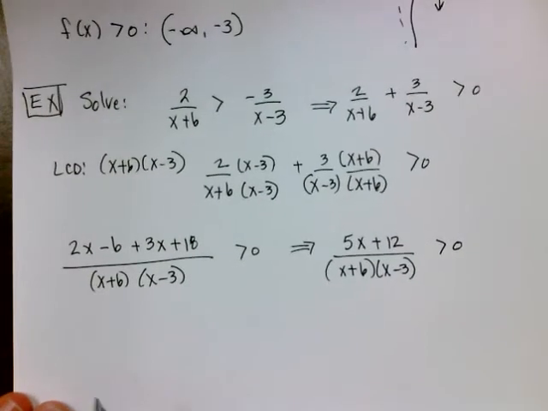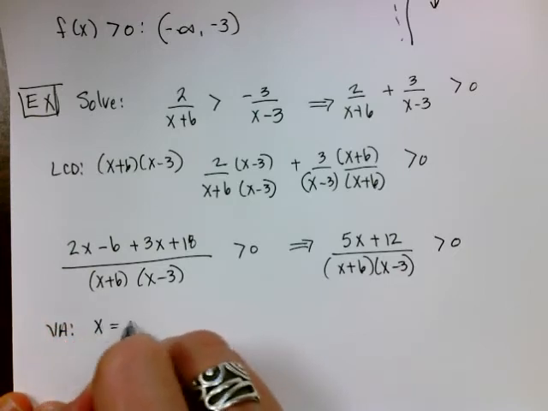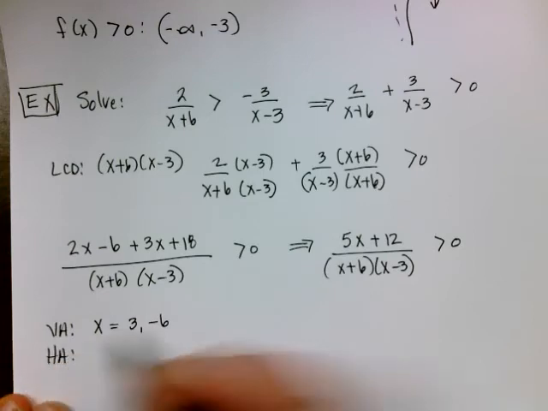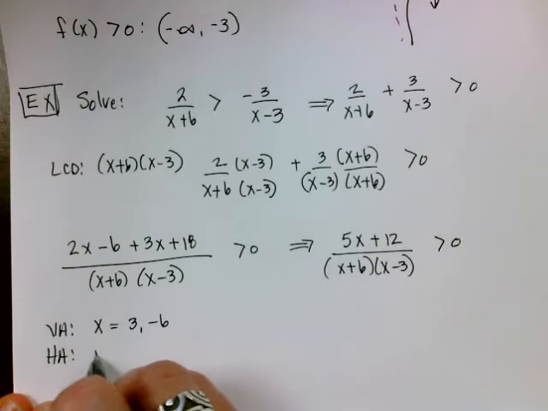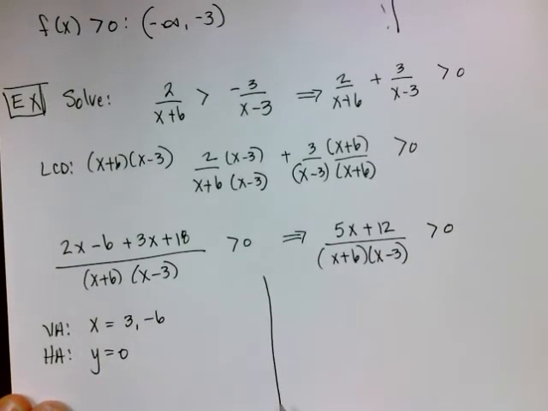Okay? So let me write down my critical points. My vertical asymptotes, x is going to equal 3 and negative 6. The degree in the bottom, x squared, is higher than the degree in the top, so I'm going to have a horizontal asymptote at y is equal to 0. Okay? Now I'm going to sketch my graph.